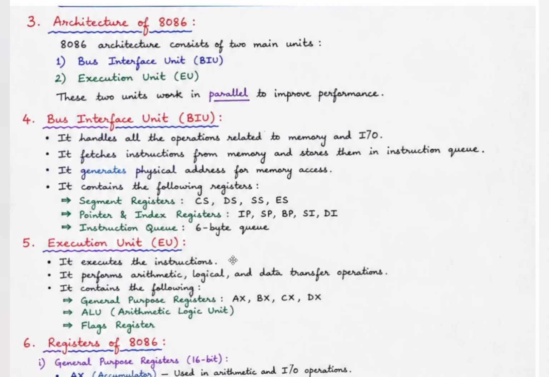Next are the pointer and index registers: IP, SP, BP. These are only 16 bits. Within the box, it contains 6 bytes.